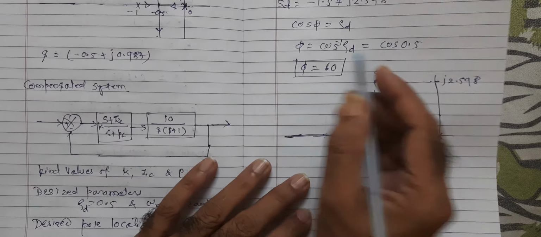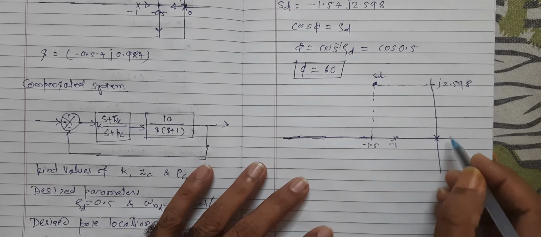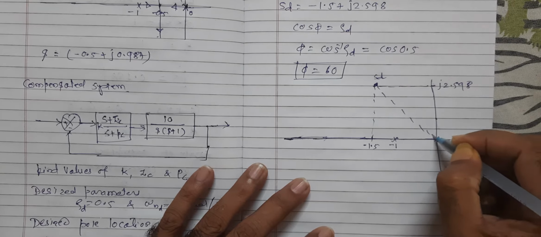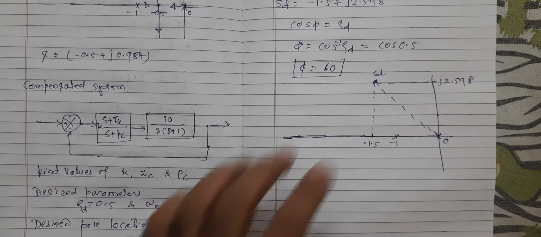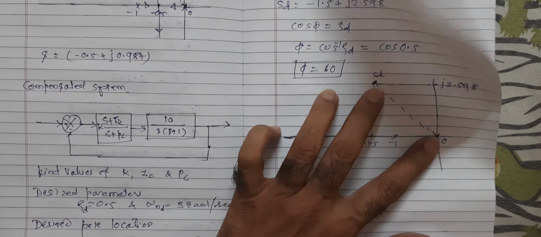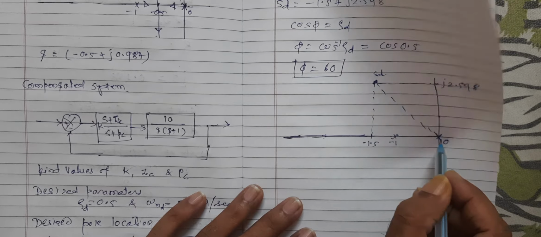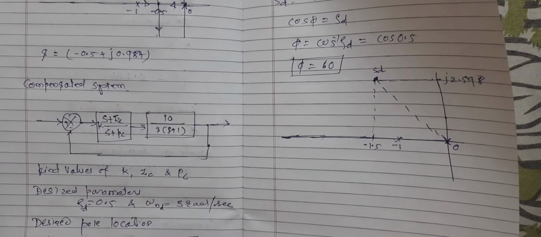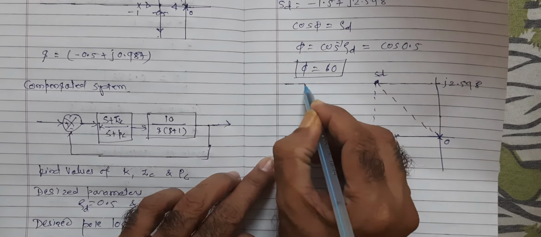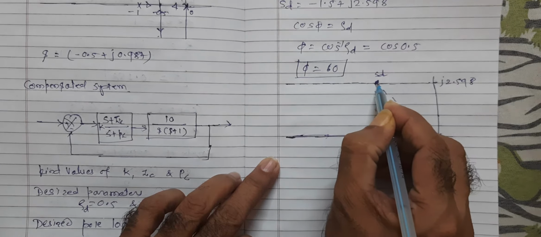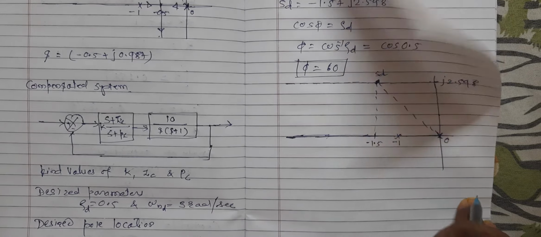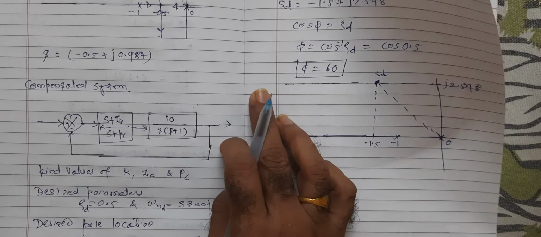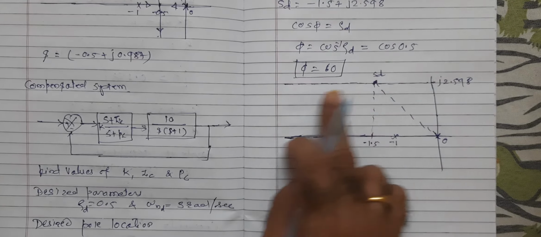Now what I will do, I will connect this SD to the origin, not to the pole. This is always done. If the pole is not there, still we have to connect to the origin. Here we also have one pole at the origin. Then we will draw a line parallel to the x-axis from the point SD, on the left side of the SD.